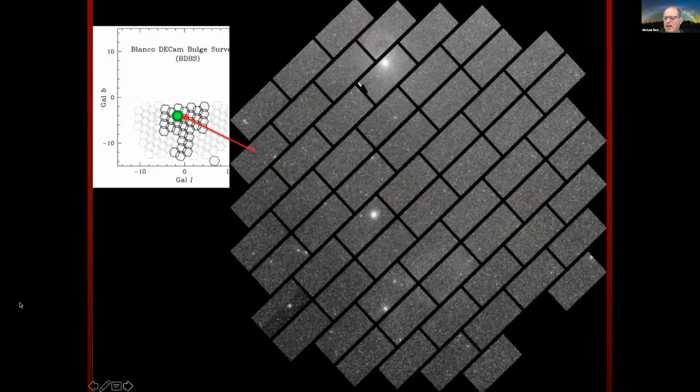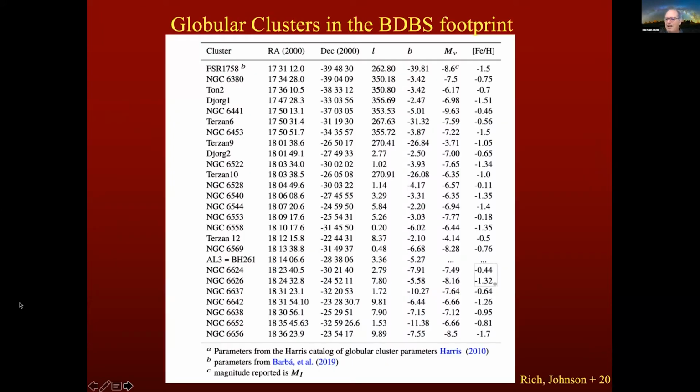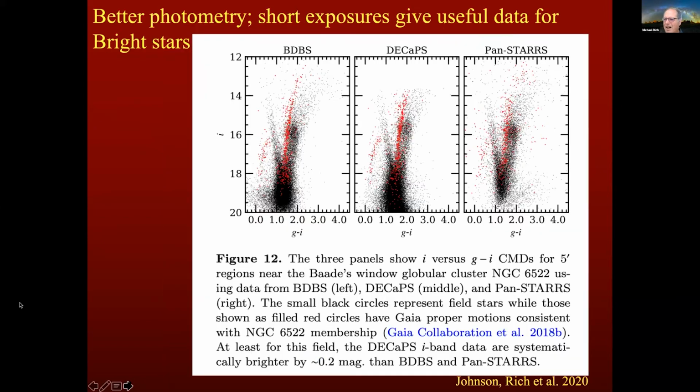This shows a view of Baade's Window. This is one field, one raft of CCDs from BDBS from DECam, and here you see NGC 6522 and 6528. Here is a list of the known globular clusters that fall within our footprint. So there's a rich array of globular clusters. You look at metallicity, for example, richness. There's certainly a cluster of interest for everybody. This also shows that the quality of our photometry is excellent compared to other surveys.